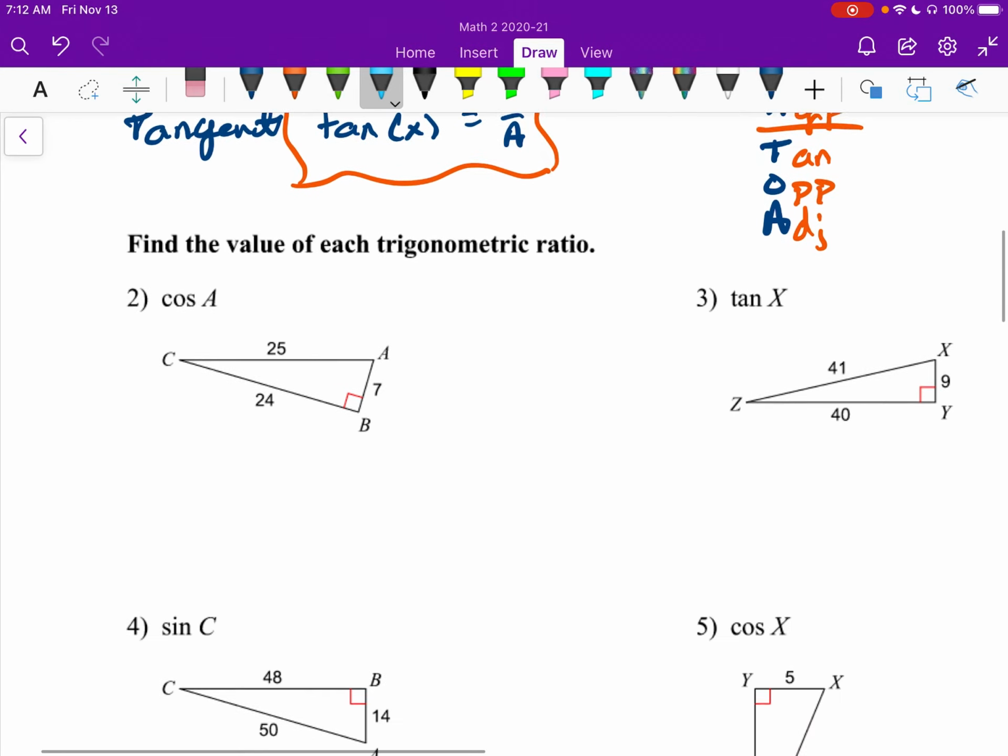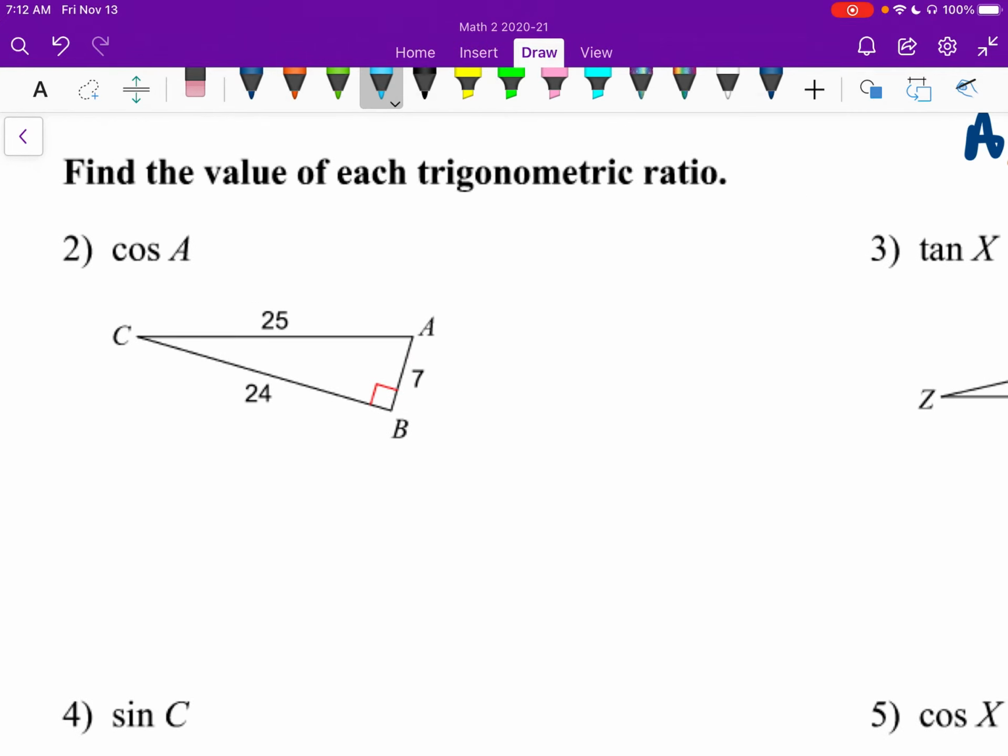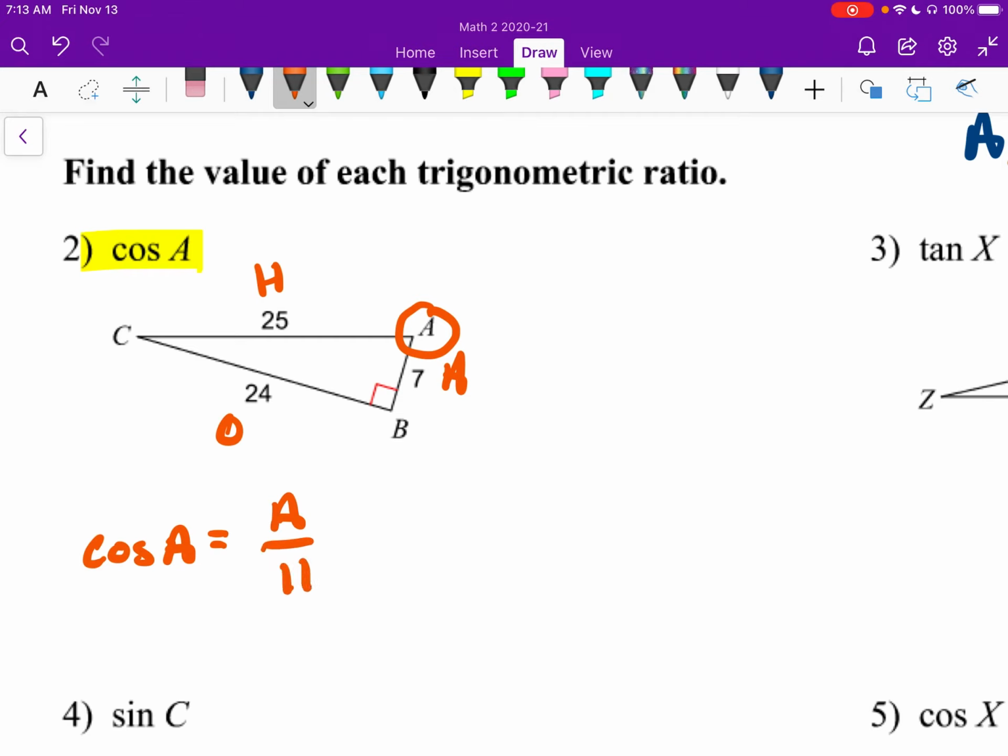All right. Number 2, find the value of each trig ratio. So it says cosine of A, which means we have to orient ourselves about A. So we are sitting at A, and we need to label our sides now. Well, our hypotenuse is going to be our hypotenuse. Opposite of A, and then there's adjacent. Cosine is, excuse me, that's not opposite, it's adjacent over hypotenuse, so 7 over 25. And that's it. It's just a fraction. We're finding the ratio of the sides.